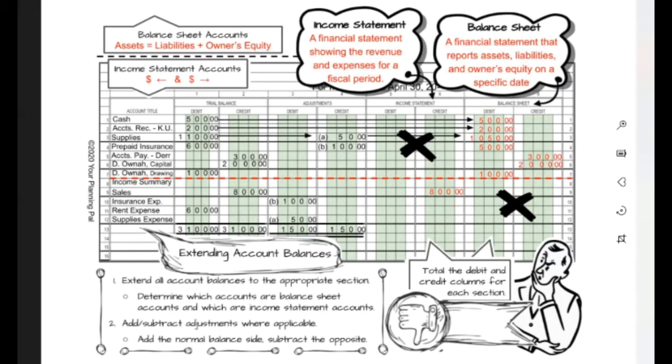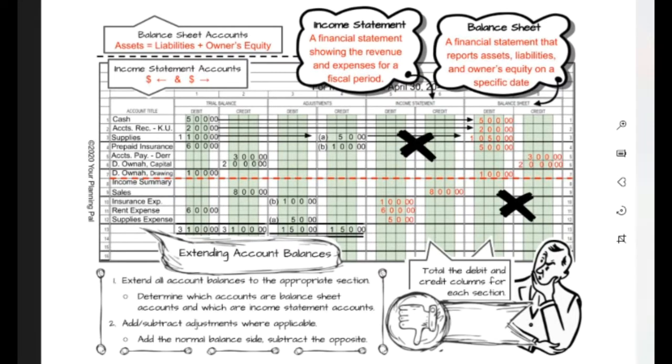So we look at insurance expense. Nothing's going on in trial balance, but there is a debit in the adjustment section. So when you carry that over to the income statement, it will be a debit. So it's a $100 debit for insurance expense. Rent expense has a debit of $600 and nothing going on in the adjustments. So it is a debit in the income statement section. And then supplies expense, nothing in trial balance, but in adjustments, we have $50.